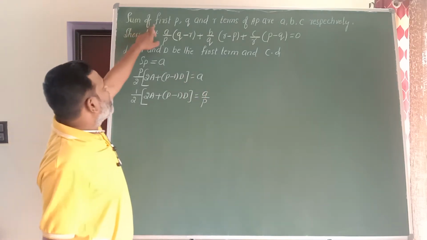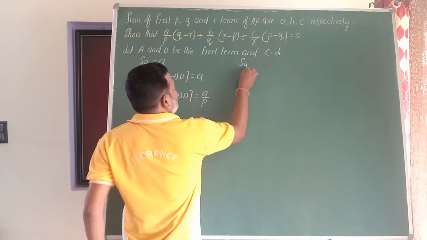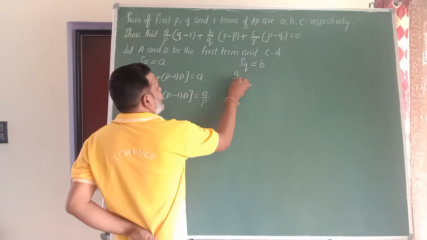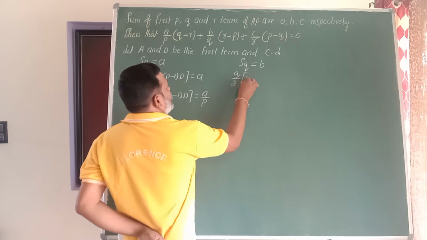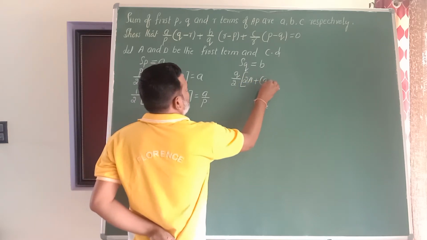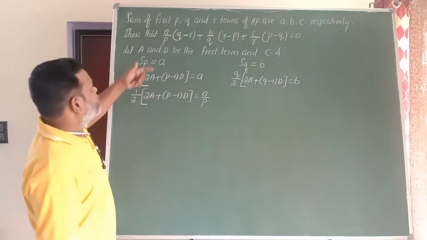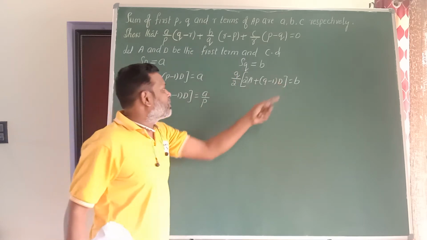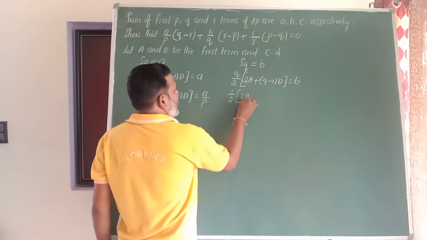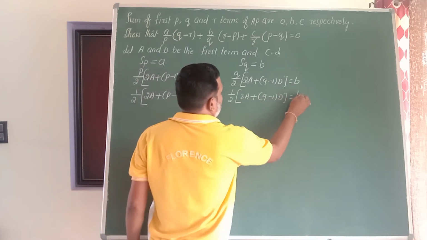And again, the sum of the first Q terms is b. That means SQ is equal to b. SQ is given by Q by 2 into (2A plus (Q minus 1) into capital D), which is equal to b. Further, we want b by Q, so cross multiply Q. Then 1 by 2 into (2A plus (Q minus 1) into D) is equal to b divided by Q.